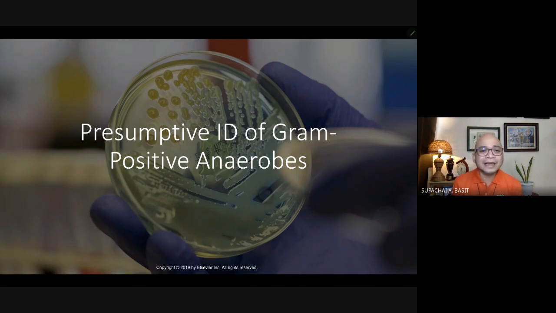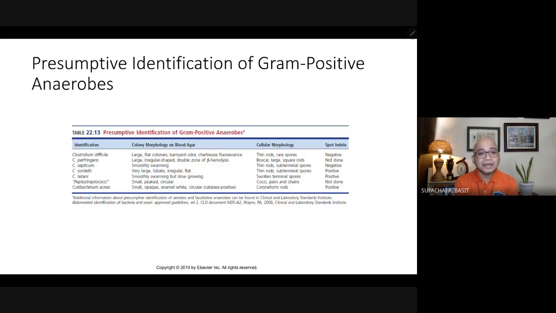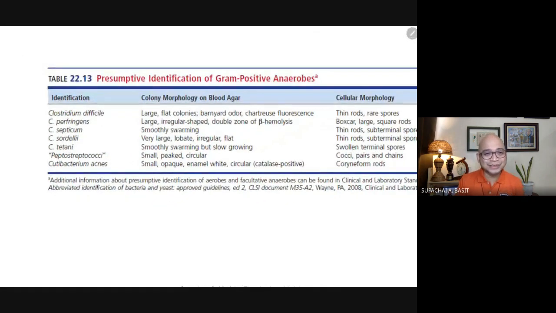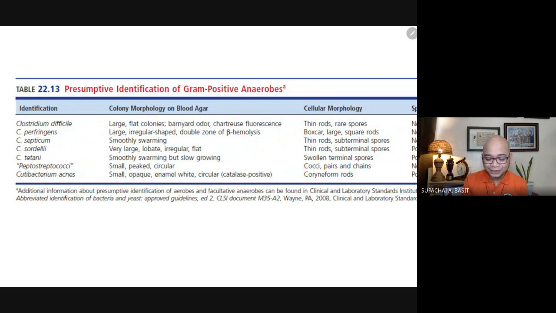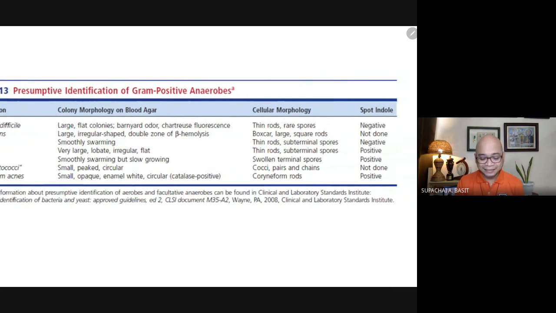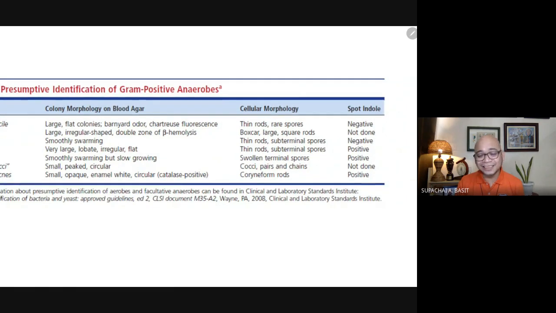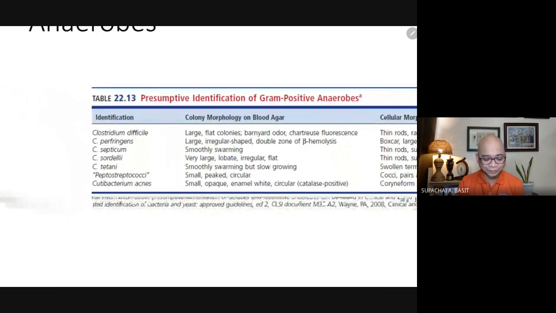Now, let's discuss the presumptive identification of gram-positive anaerobes. These are the different examples of gram-positive anaerobes. We have Clostridium difficile. They are large flat colonies, barnyard color, with chartreuse fluorescence on blood agar. Cellular morphology: they are thin rods, rarely with spores, and they are negative in spot indole.